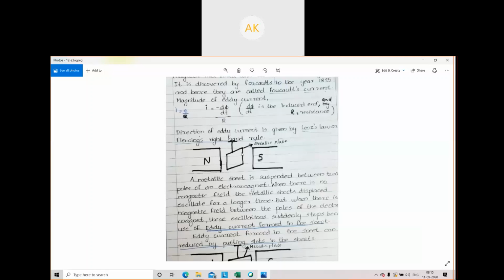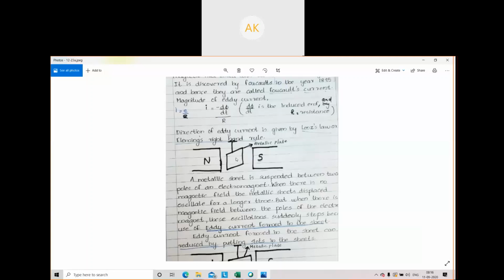Okay. So here, just when we switch on the current, a magnetic field is set up and the oscillations suddenly stop. Do you know the reason? Because during oscillation, the metallic plate sometimes moves out of the field and sometimes comes towards the field. When it comes towards the field, flux linked with the plate increases. When it moves away from the field, flux linked with the metallic plate decreases.